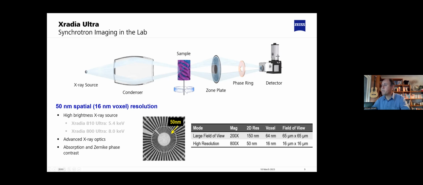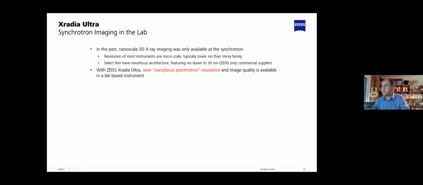The device is offering two image modalities: one, a large field of view with a spatial resolution down to 150 nanometer, and one high resolution with a spatial resolution down to 50 nanometer. Speaking of voxel size, 16 nanometer is possible in this instrument. So in principle, you have the quasi-monochromatic X-ray source. On the left side, a capillary condenser is available for focusing the X-ray photons on the sample, then a zone plate, a phase ring, and then two image modalities, which means coupled scintillator and optical lenses, and at the end, a detector that offers the two image modalities.